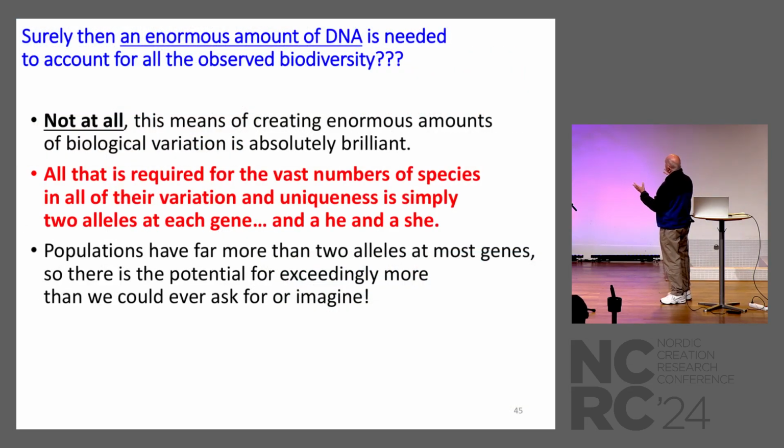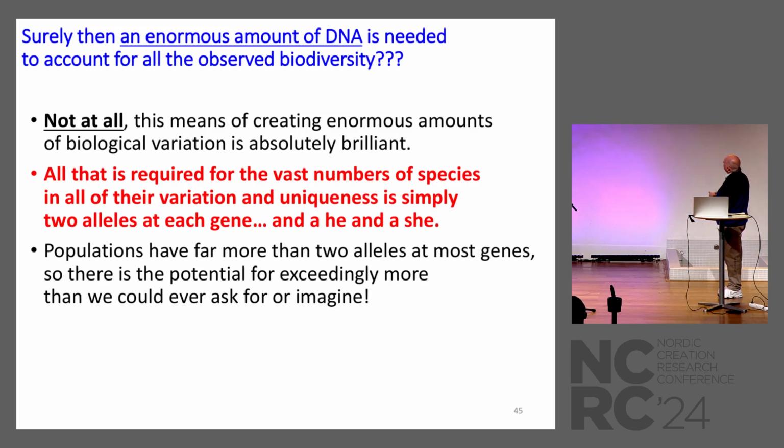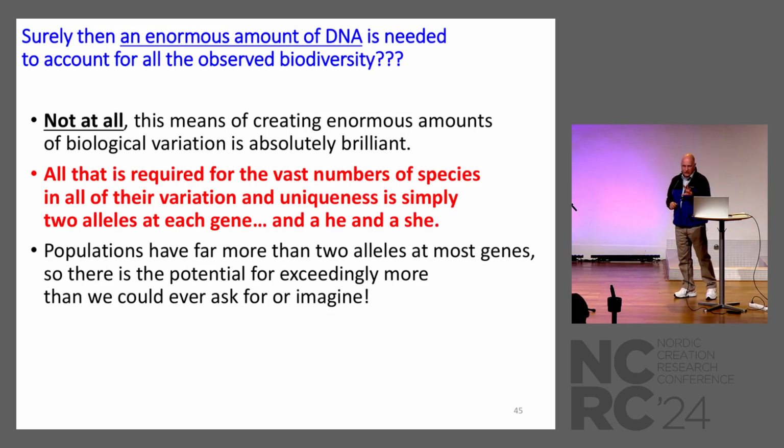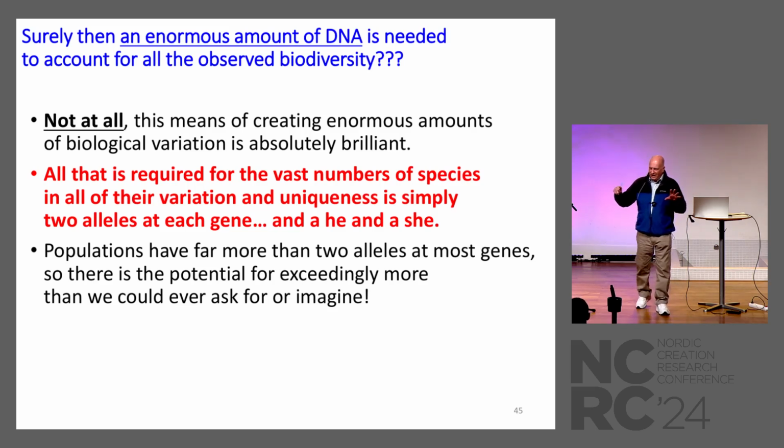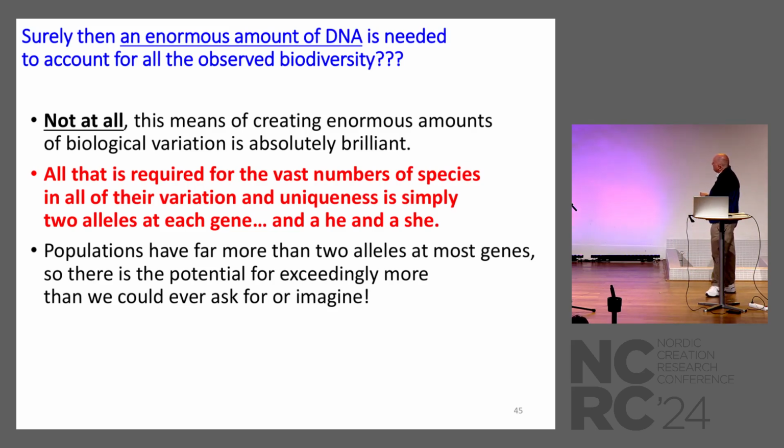Surely then an enormous amount of DNA is needed to account for all the observed biodiversity? Not at all. This means of creating enormous amounts of biological variation is absolutely brilliant. We wouldn't expect less. All that is required for the vast numbers of species in all of their variation and uniqueness is simply 2 alleles at each gene. Now there are more alleles and lots of genes, so obviously there's an enormous amount of potential here. Populations have far more than 2 alleles at most genes, so there's the potential for exceedingly more than we could ever ask for or imagine.